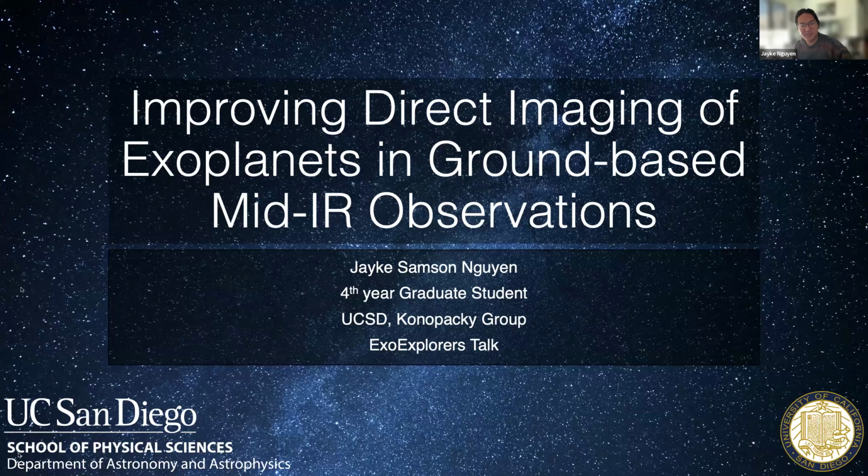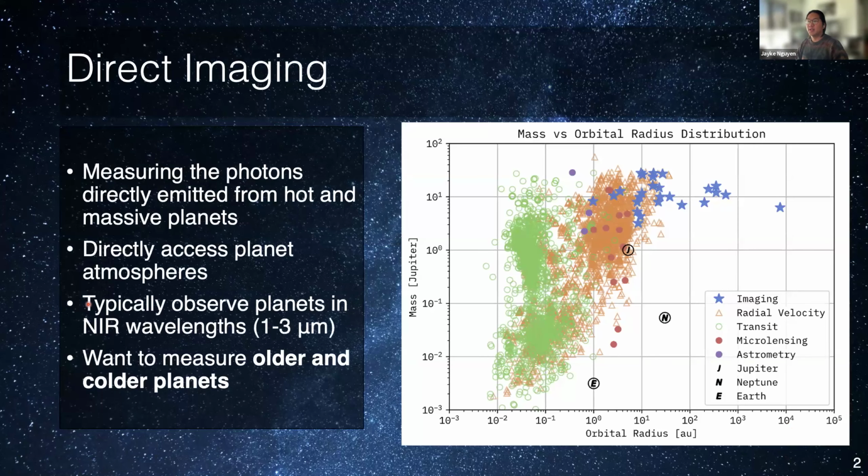Thanks. So yeah, I do a flavor of direct imaging. I specialize in mid-infrared ground-based observations, not just mid-infrared, but not JWST. Direct imaging is basically measuring the photons directly emitted from hot and massive planets. These photons, because they're emitted directly from the planets, directly access the planet's atmospheres.